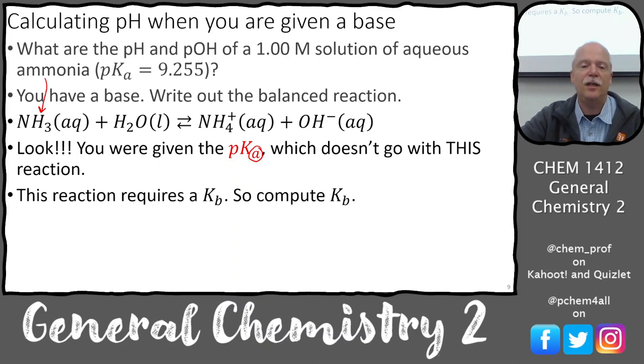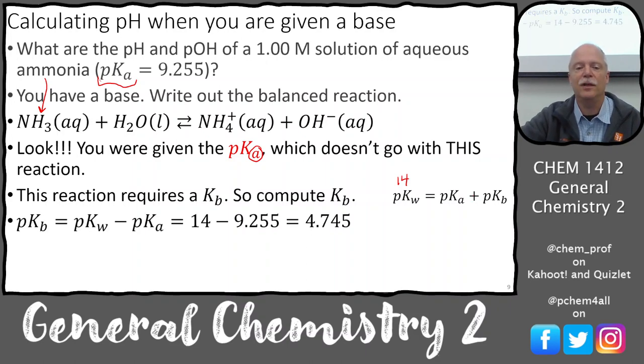So there's a bunch of ways we could do this, but because we're given the pKa, let's use the equation that has pKb in it. And so we have that equation that the pKa plus the pKb is equal to pKw. So this is 14. And so we can solve for the pKb by subtracting the pKa from 14. So 14 minus 9.255 is 4.745. So that's the pKb. And so now that goes with this reaction.